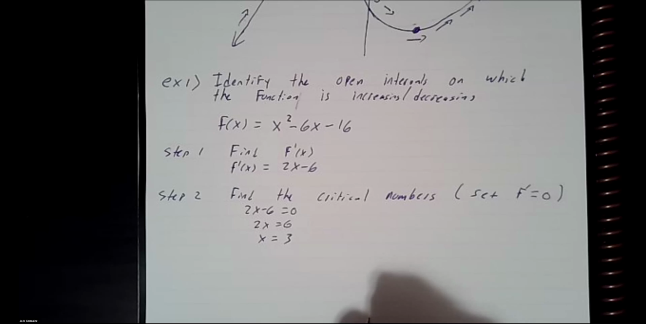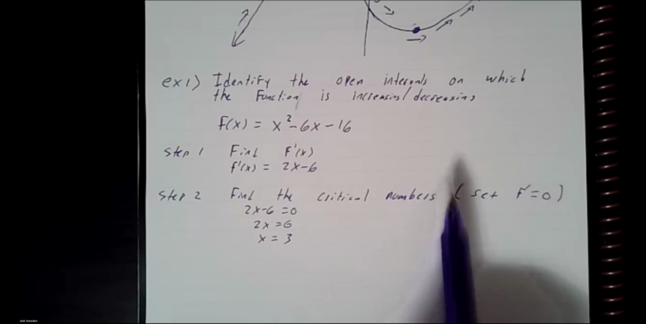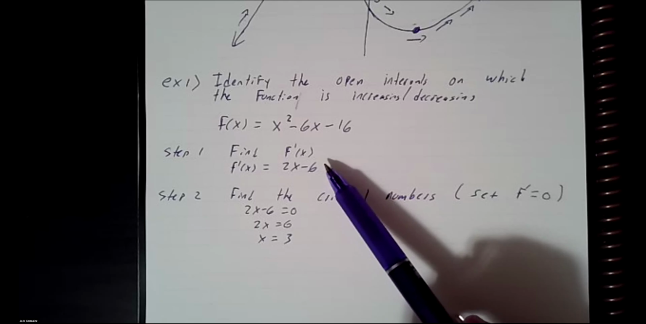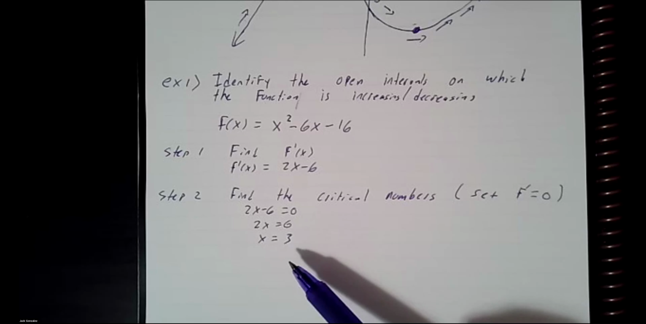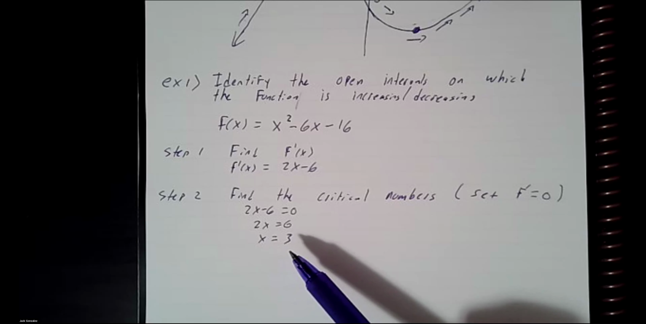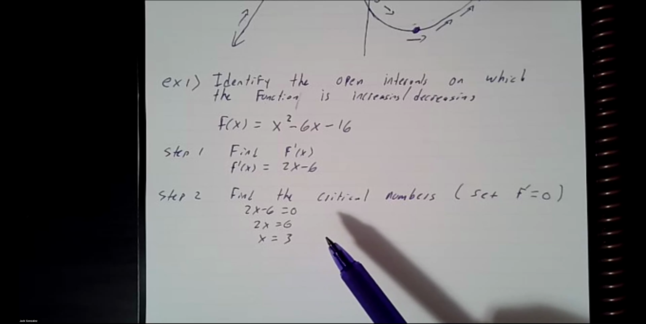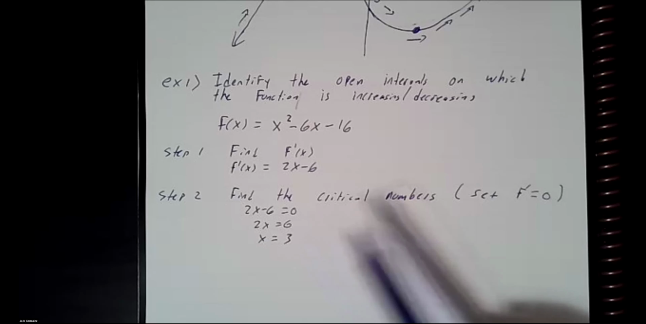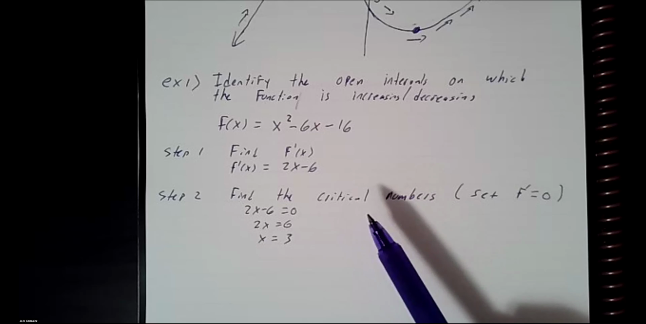Step 3. We'll do it on the next page. But so far, you guys still with me, right? You take your derivative, set the derivative to 0, solve. Here's my critical number. Now we're going to test around the critical number to determine the intervals of increasing and decreasing. All right, we're pretending we don't have graphers and we don't know what it looks like.